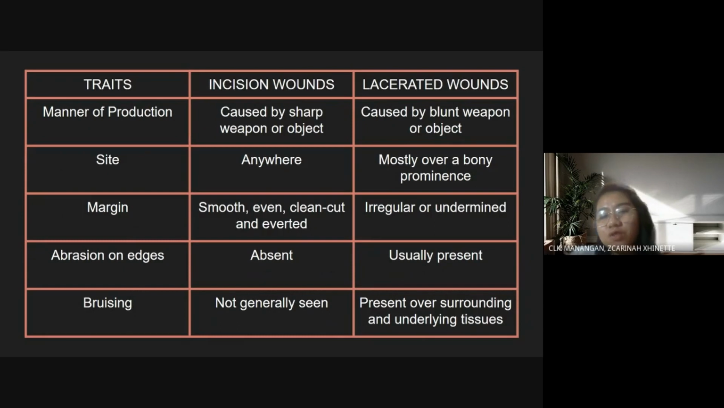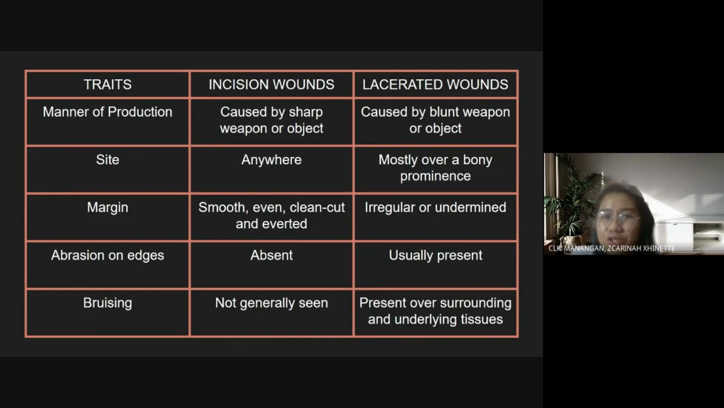So, incision wounds are caused by a sharp weapon or object, unlike lacerated wounds, which are caused by a blunt weapon or blunt object. The site for incision wounds can be anywhere, while lacerated wounds are mostly seen over a bony prominence. The margins in incisional wounds are smooth, even, clean cut, and everted, while for lacerated wounds, they are irregular or undermined.